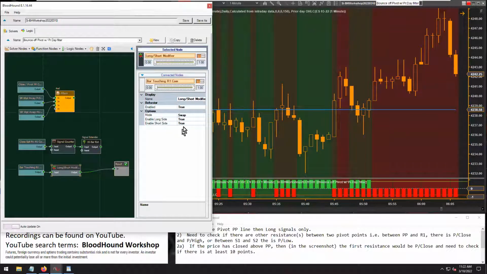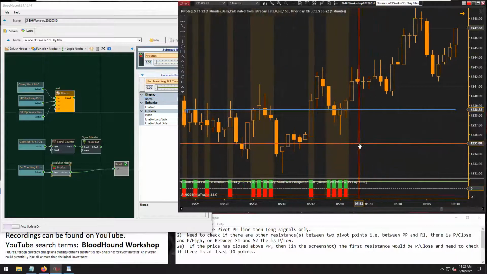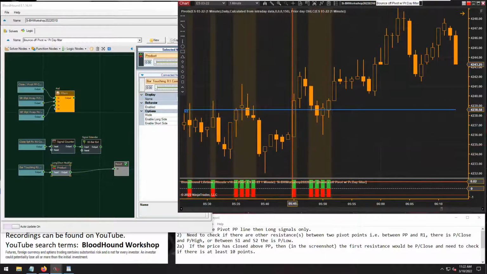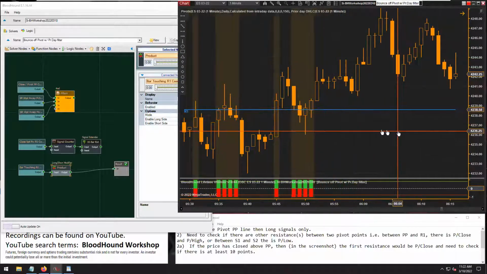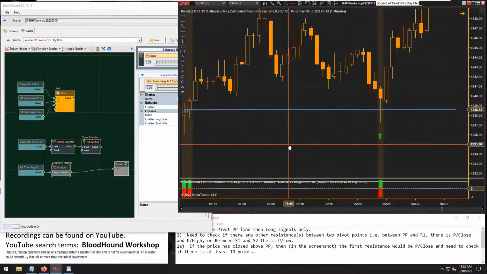And with the long short modifier, we're going to use the product mode there, which is the multiplier. I'll call that product, right? And so there, now all we're left with is a long and a short output on the bars that actually touch the R1 line, right? And there we go. So there's that bar touching the R1 line.